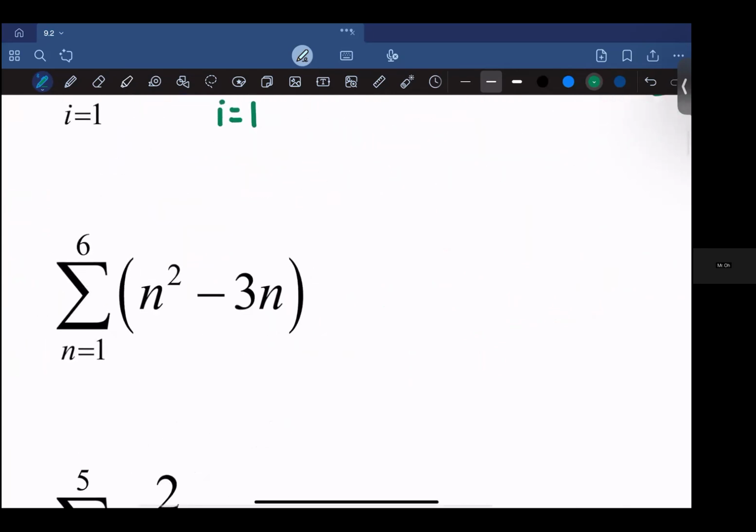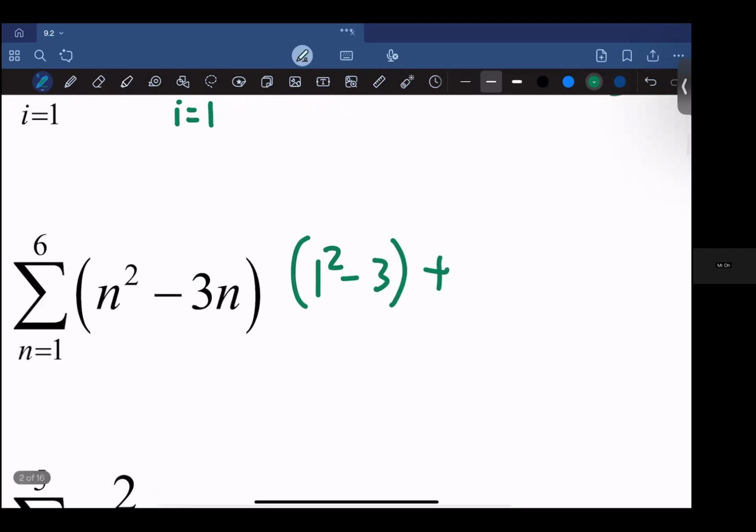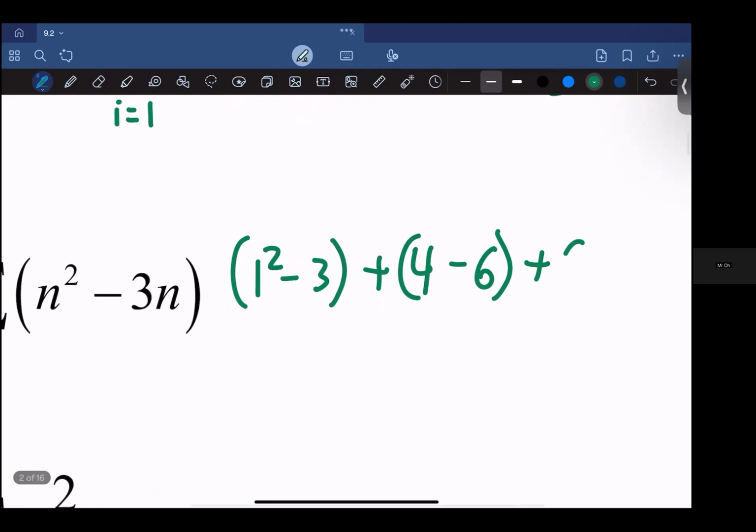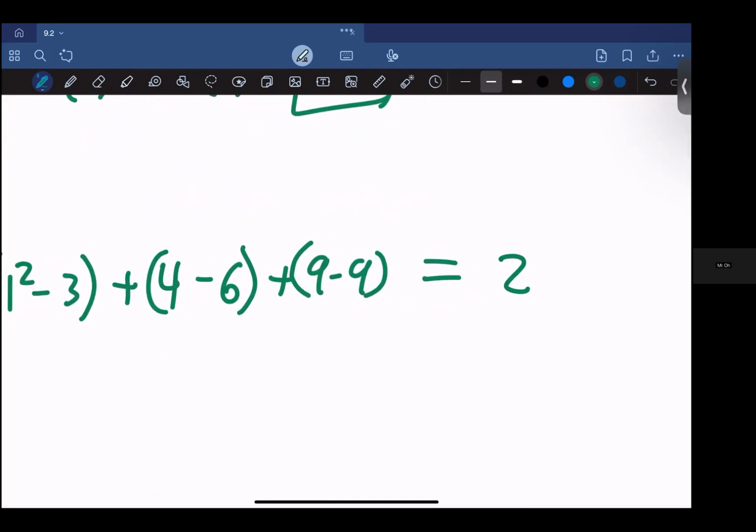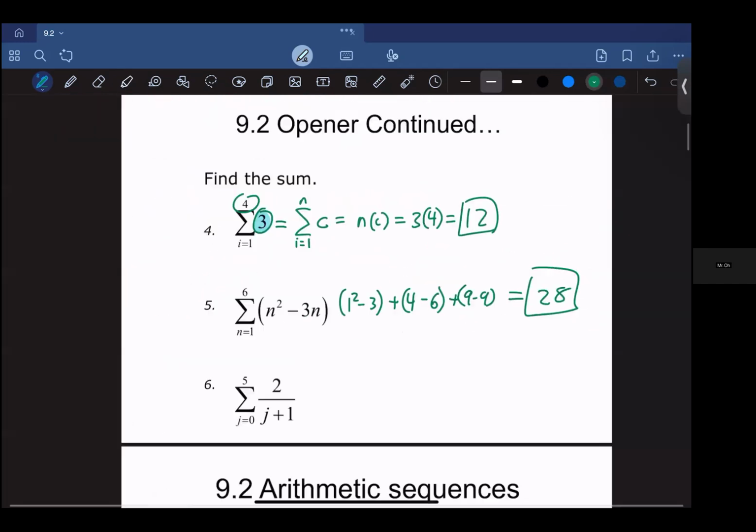When n is 1, it would be 1 squared, which is just 1, minus 3 times 1. So that's my first set. Next, when n is 2, I have 2 squared, which is 4, minus 3 times 2, which is 6. Next set, when n is 3, it's 9 minus 9. That'll just become 0. Keep going, go all the way up to 6. Your answer should be 28.